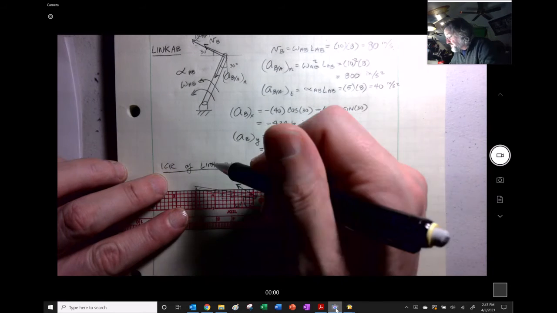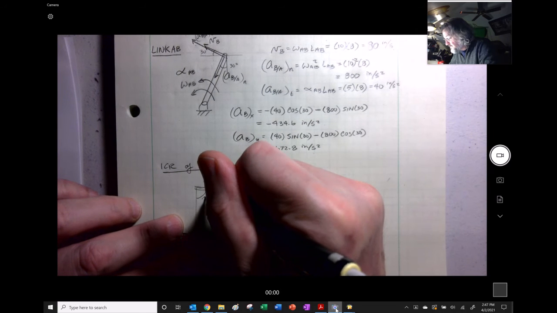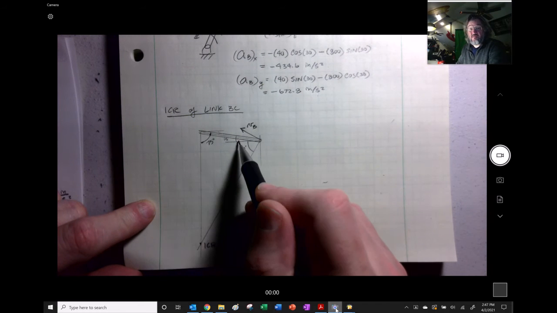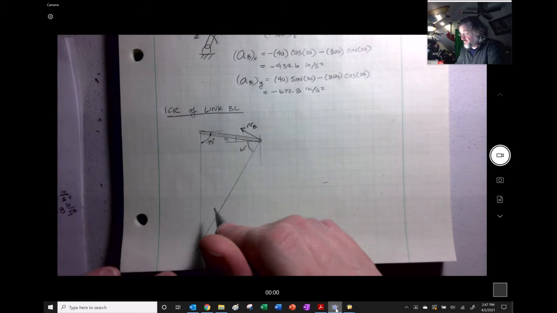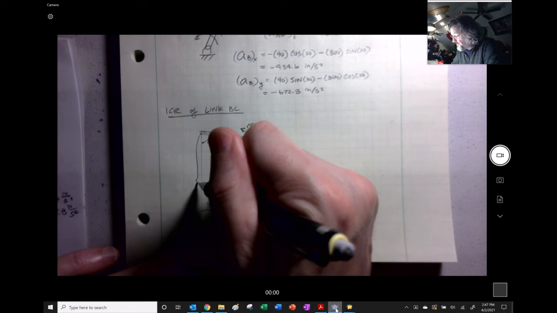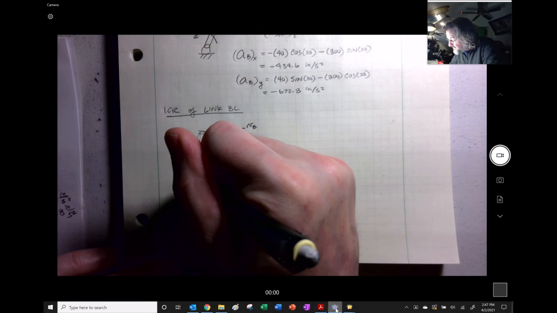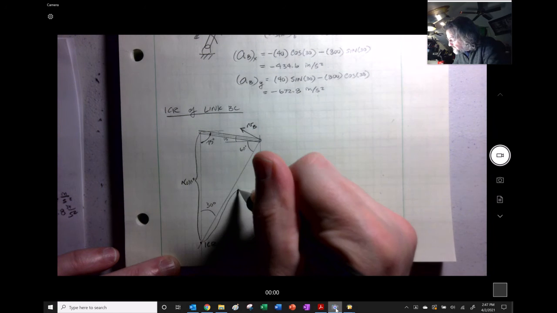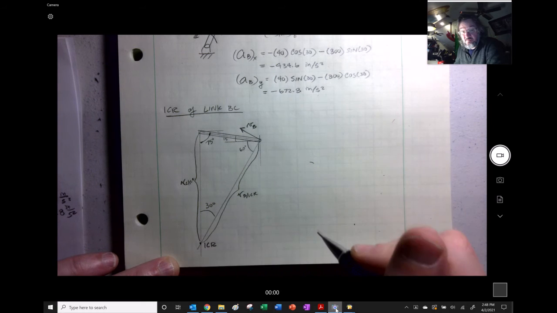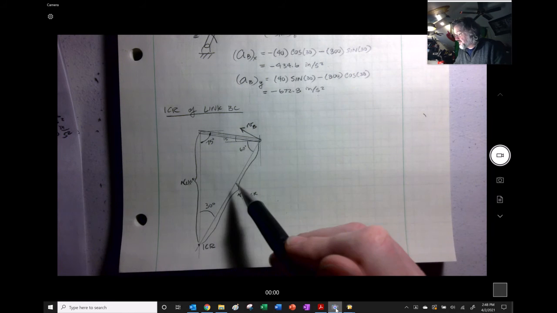That's cool. We also have that this is 15 degrees. Therefore, this is 75 degrees as well. Interesting, huh? So 75 and 75, and what we're left with is that this has got to be 30 degrees. So this right here is going to be my RC with respect to ICR, and this is RB with respect to ICR. And it's 75 and 75, so these two are equal to each other.